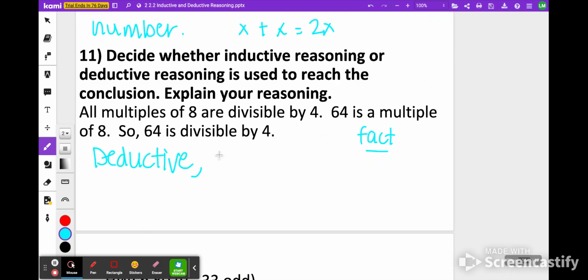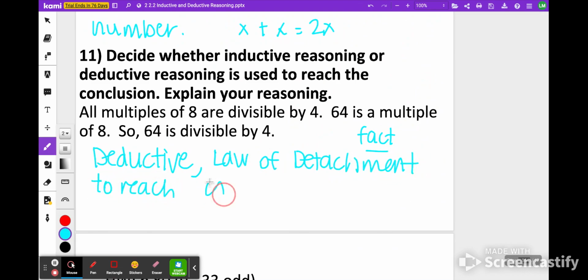There's no pattern here. It's based on math facts because it's using the law of detachment to reach a conclusion. Okay? All that means is there are facts, not patterns.